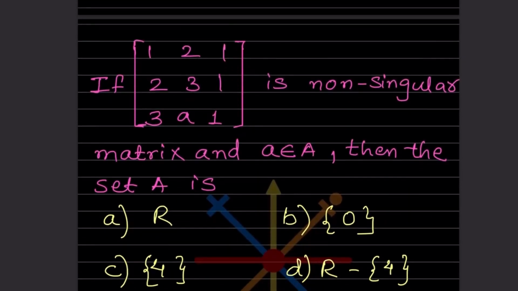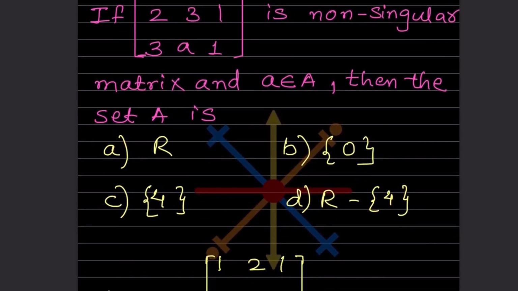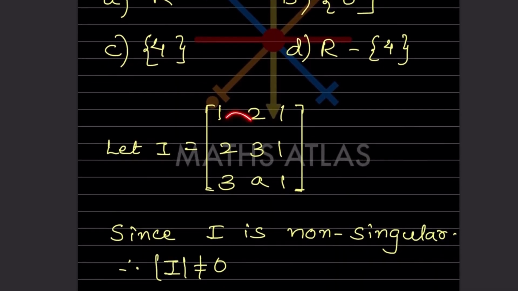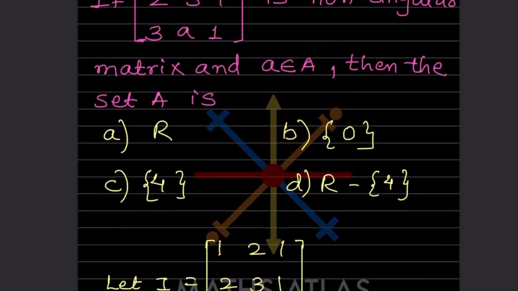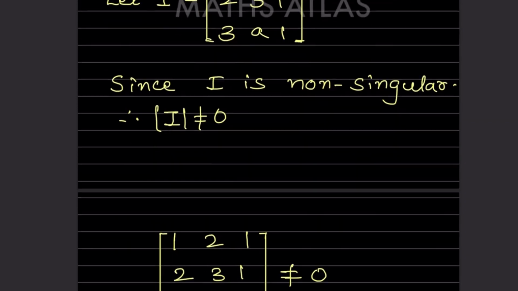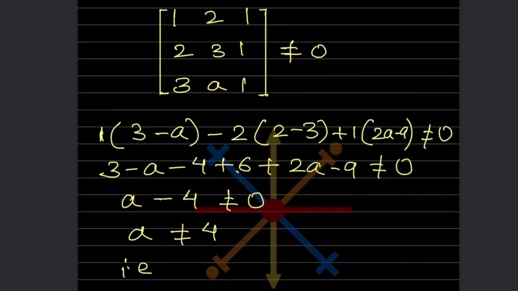So now here, the matrix given is a non-singular matrix and A belongs to set A. These are the options given over here. So now let us consider this whole part as I. Since I is non-singular, therefore the determinant of I is not equal to 0. So now what will you write here? This whole thing is not equal to 0.